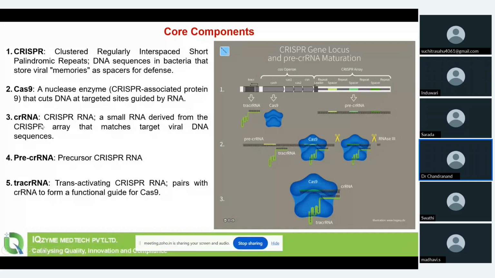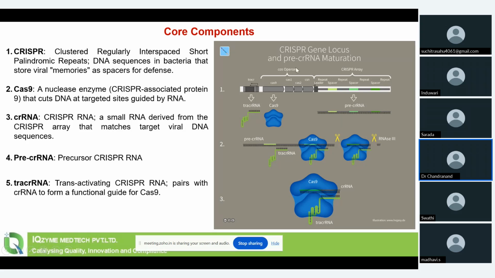Then we have the CRISPR RNA. It's a small RNA derived from the CRISPR array that matches target viral DNA sequences. Then precursor CRISPR RNA is required, which lays the template for cutting of the sequence. Then there's a tracrRNA, transcript activating CRISPR RNA. It pairs with the CRISPR RNA to form a functional guide for Cas9.